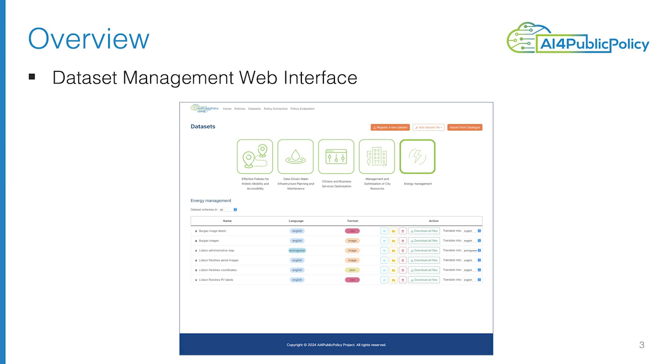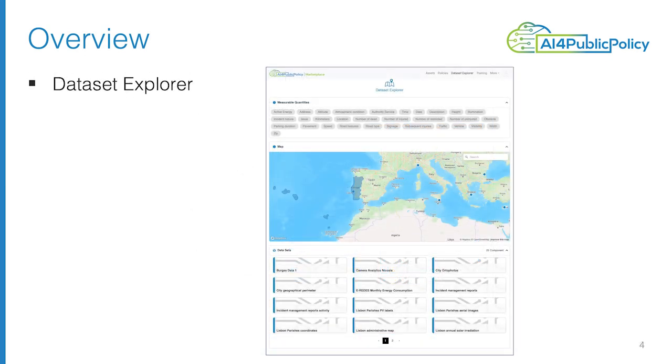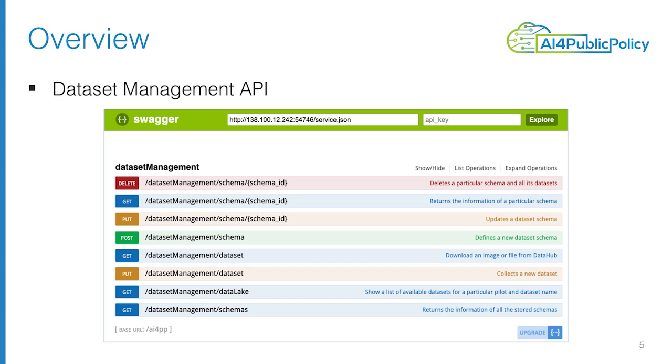While this web interface allows users to directly upload datasets already owned by them, the focus of this video will be about the usage of an alternative way to add datasets using the datasets indexed in the Dataset Catalog. The Dataset Explorer is the main interface to discover datasets. The discovery process can be performed by selecting the needed measurable quantities or by selecting a geographical region on the map. After selecting a dataset, it is added to the VPME by using the REST API provided by the Dataset Management component.